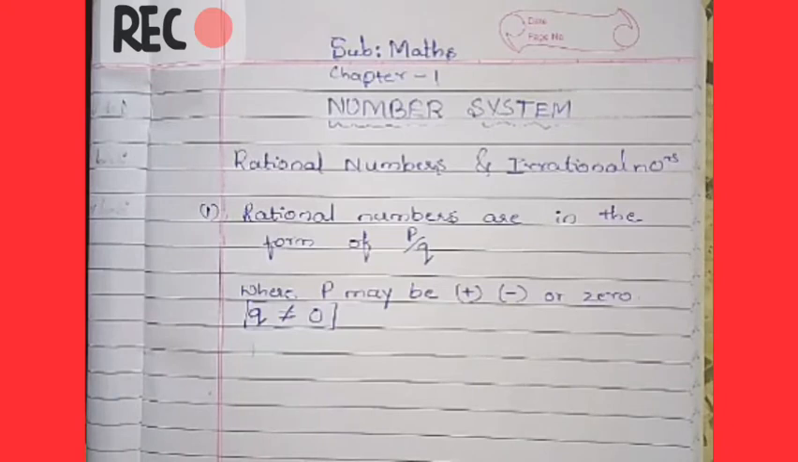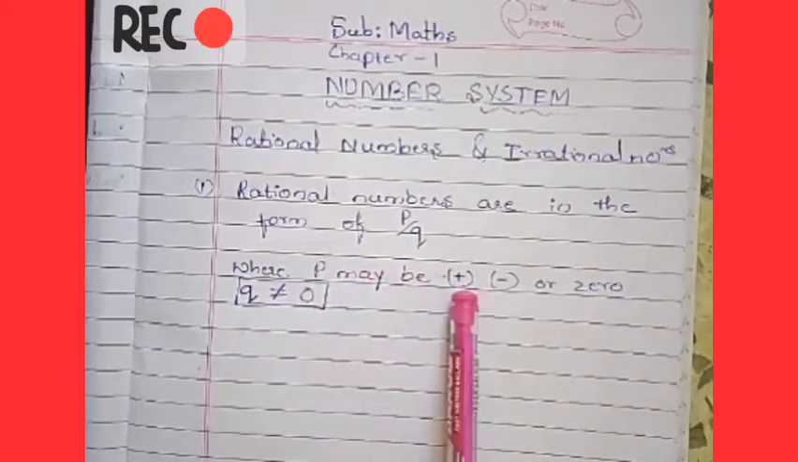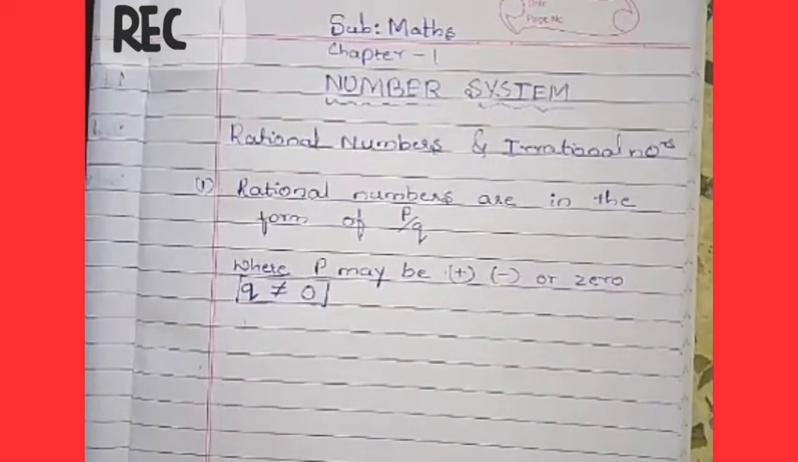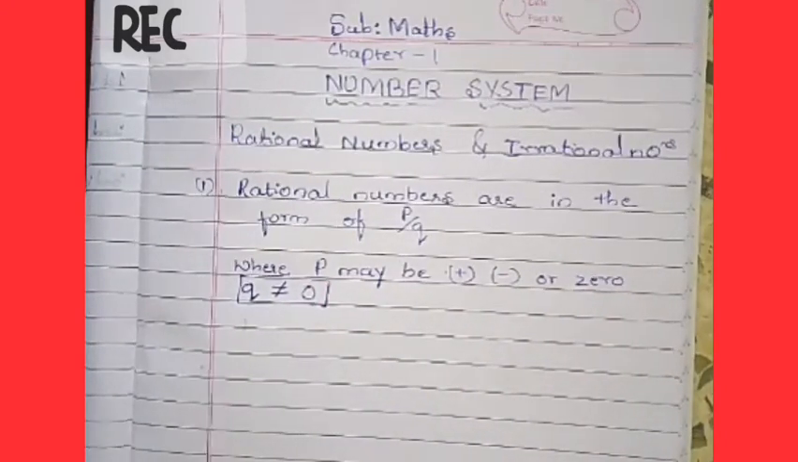Rational numbers are in the form of p by q, where p may be positive, negative or 0, but q should not equal 0. Understood? Let's repeat. Rational numbers are in the form of p by q, where p may be positive, negative or 0, but q should not equal 0.